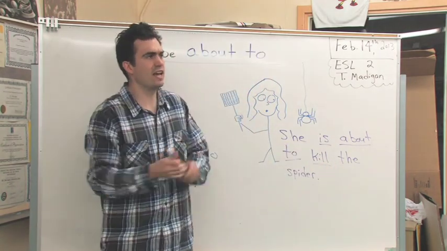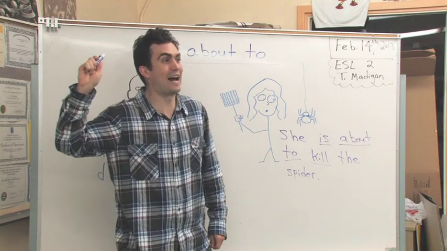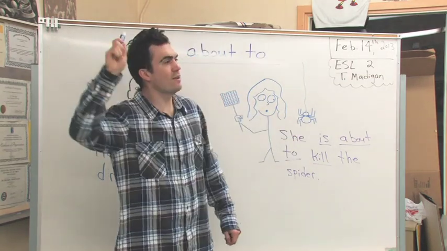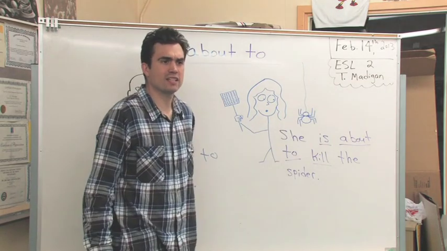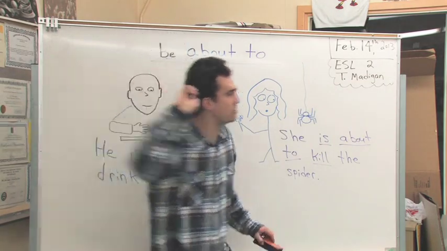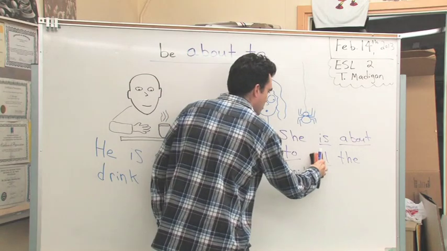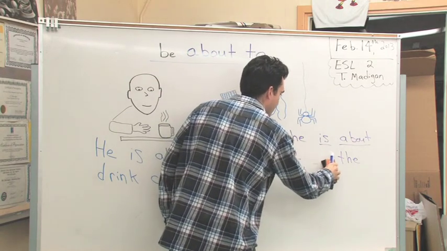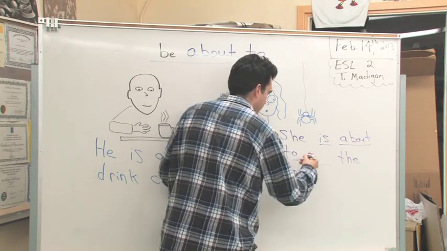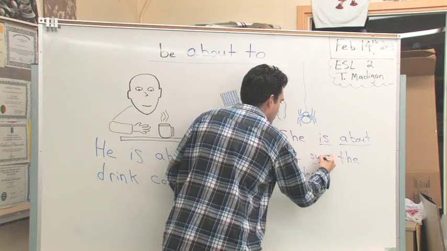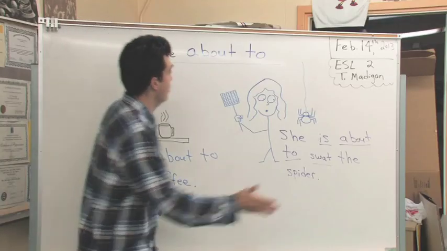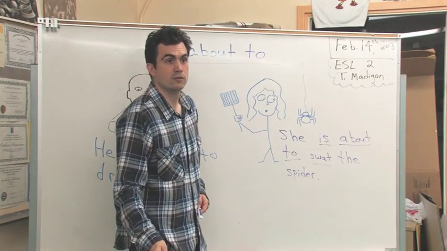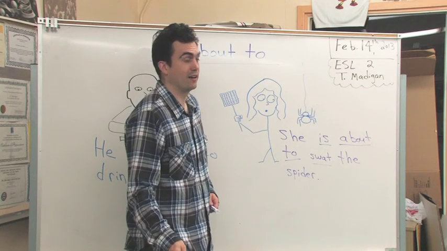You could also say swat. She's about to swat the spider. You could say she's about to kill the spider, but this action is to swat. So let's use a new verb. New verb. Swat. S-W-A-T. Swat the spider!